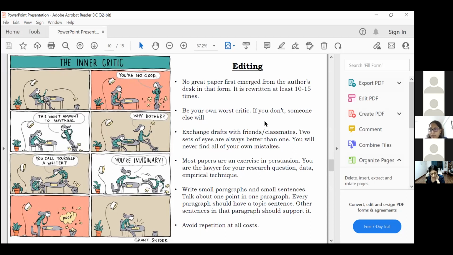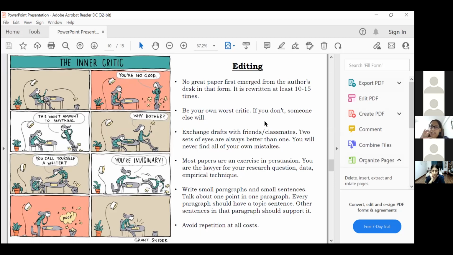In terms of actually sitting down and writing, write small paragraphs and small sentences. Don't write long meandering sentences, because your reader might lose their train of thought while following that sentence. So it's always better to write small paragraphs and small sentences. Make sure each paragraph covers one point. There should be a topic sentence at the beginning of every paragraph that captures what you are saying in that paragraph, and then other sentences in the paragraph should support it. So make sure you're making one point in one paragraph. Don't go back and forth, and avoid repetition at all costs.